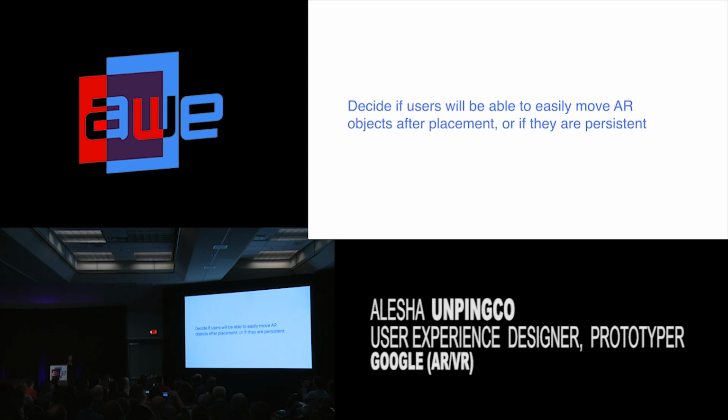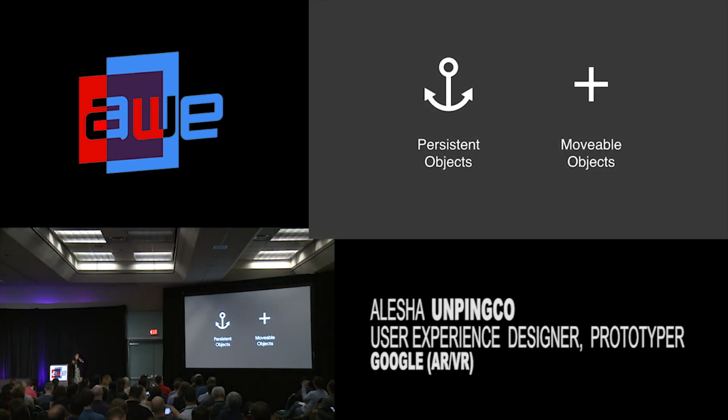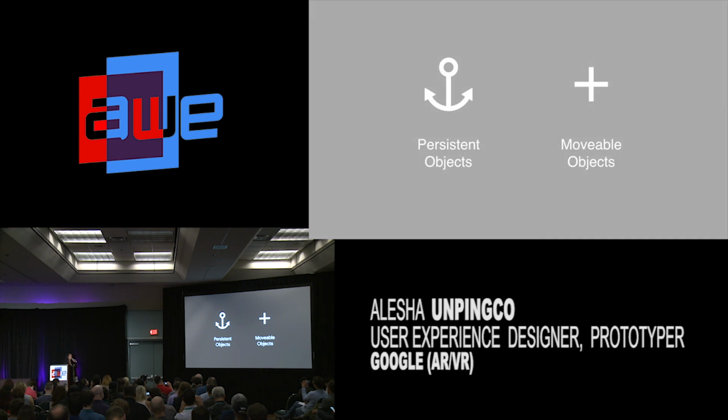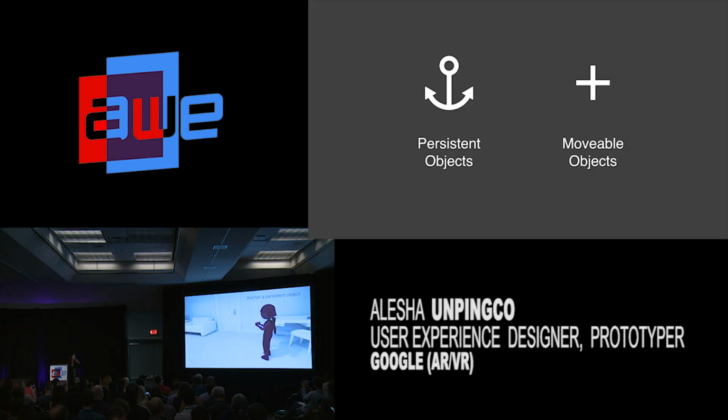So the other thing that you want to consider when it comes to initialization is helping users easily move AR objects after placement or communicating if these objects will be persistent in their world. So there are two categories for this. We have persistent objects and we have movable objects. And the whole goal is setting the right expectations for users. So I'll show you some examples.